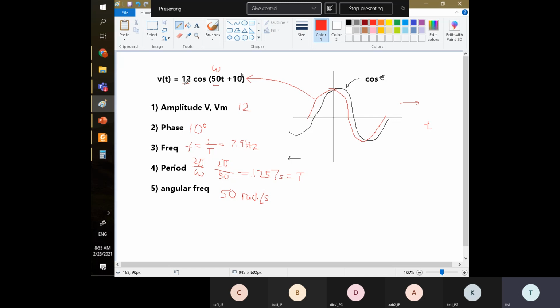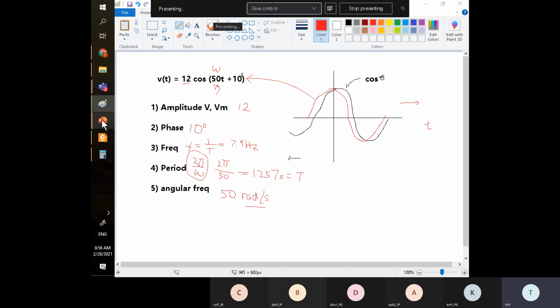Amplitude comes from here, phase comes from here directly. Frequency we need to calculate 1 over t, but we cannot find the t here. So it's better for us to find the t right here: 2 pi over omega, because this is omega. We can calculate t. This is why sometimes this equation is quite useful. Okay, and then the angular velocity is here. You just need to remember the unit here, radian per second.